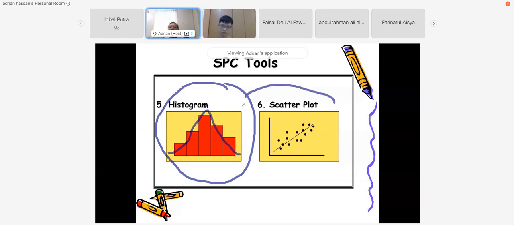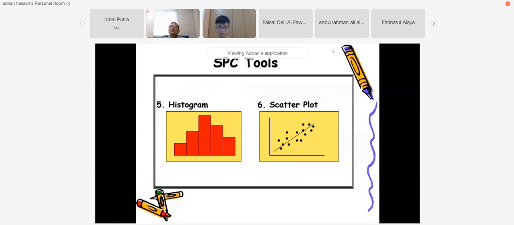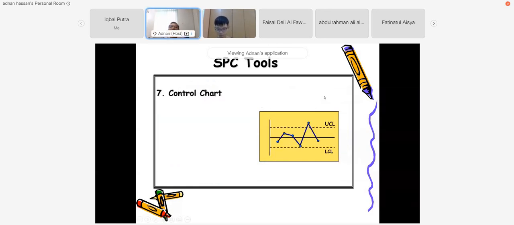We can also have a scatter plot. I think most of you are familiar with all this, right? Yes. Okay. So all these, we put together and call basic SPC tools. Then you can have a control chart. We will spend more time looking at the control chart. There are many types of control chart: X chart, R chart, P chart, and so on.